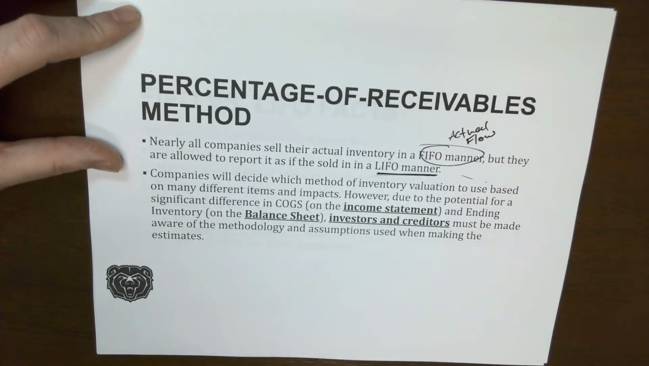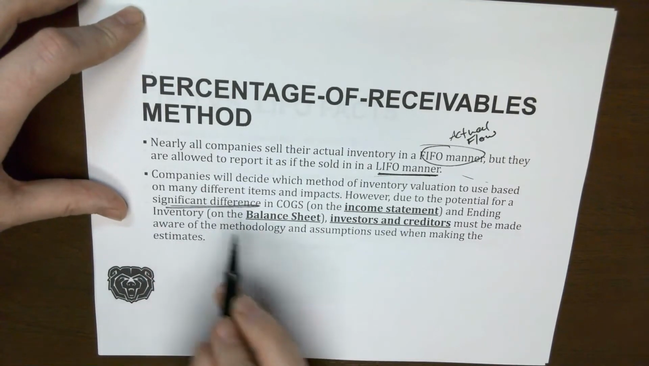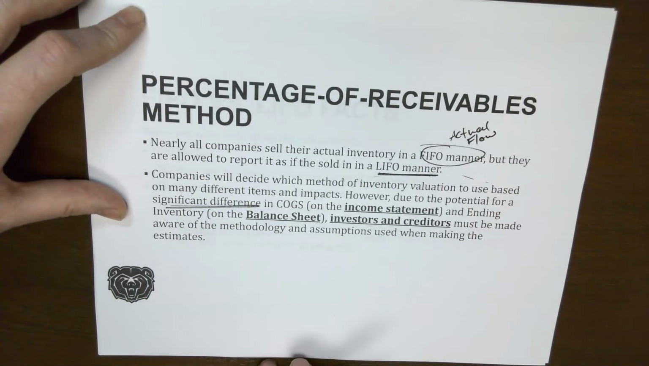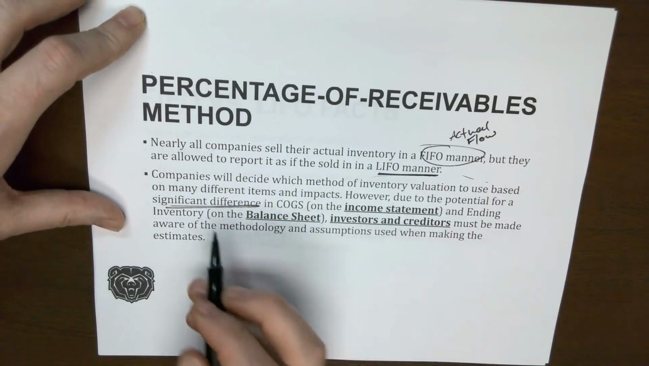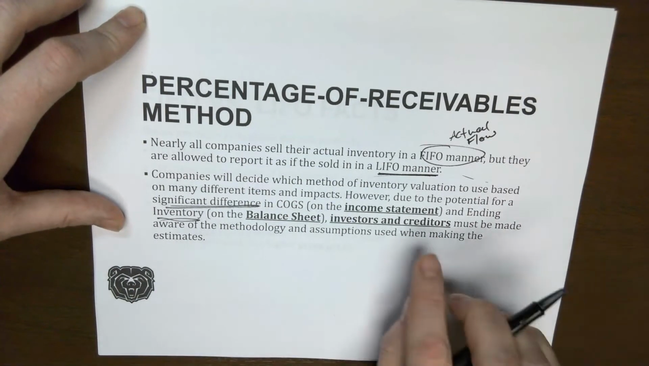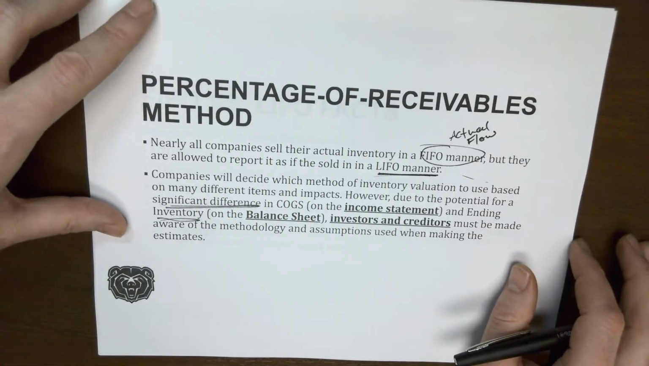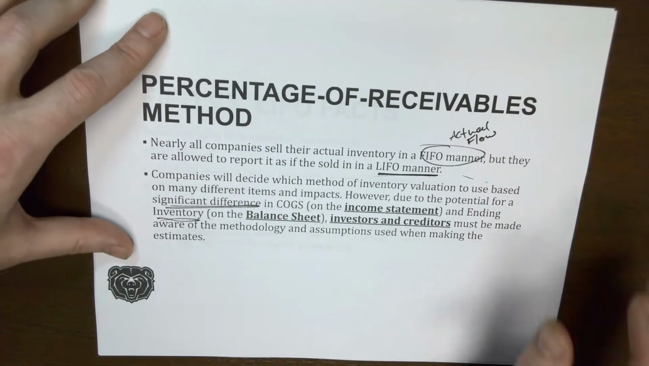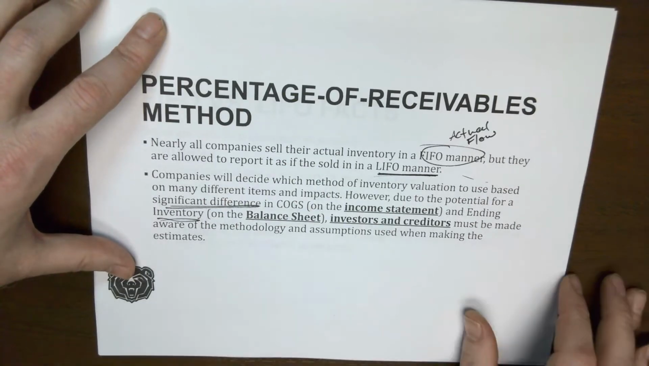Companies will decide which method of inventory valuation to use based on many different items. It really depends. There's a lot of information that they use to make that decision. However, you do have to realize that there's a potential for significant differences in COGS, as well as in ending inventory. So investors and creditors must be made aware of this methodology and the assumptions used when making those estimates. I'm just reading verbatim here.